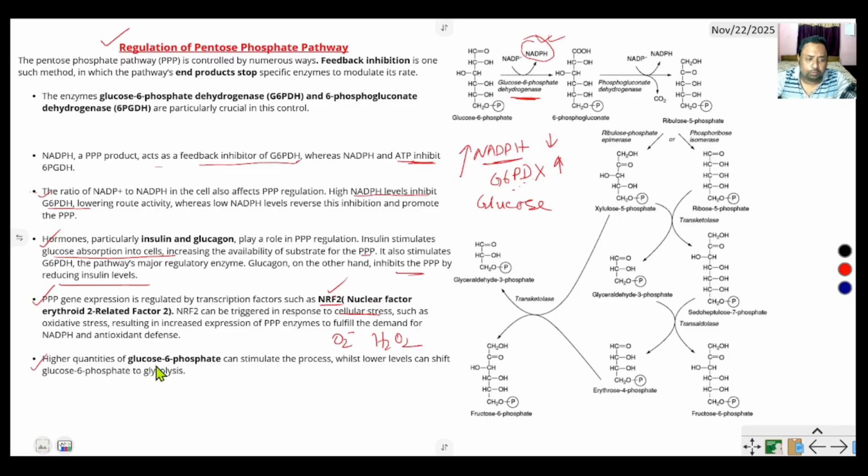A high quantity of glucose 6-phosphate can stimulate this process. When the concentration of glucose 6-phosphate is high, it also stimulates this process. So the regulatory substances are glucose 6-phosphate concentration, NADPH concentration, insulin and glucagon level, and stress level, etc. These control this pathway.